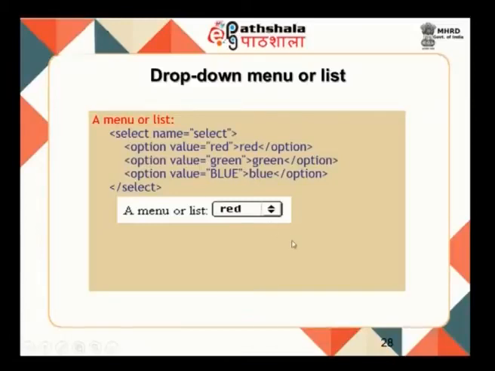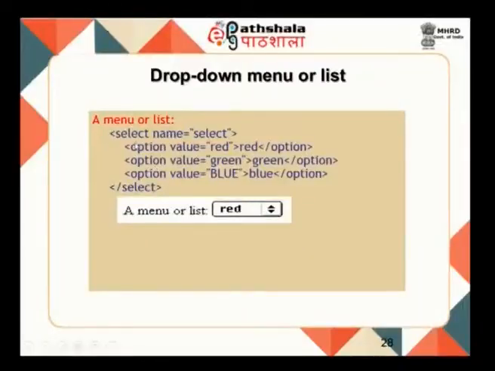Now, how to create a drop down menu or list? A menu or list is created using the select and option tag. Here you can see select, and this drop down menu has a name, and the options have values like red, green, blue. Select has an opening and closing tag, and option also has an opening and closing tag. So, the different option values you have provided are red, green, and blue.